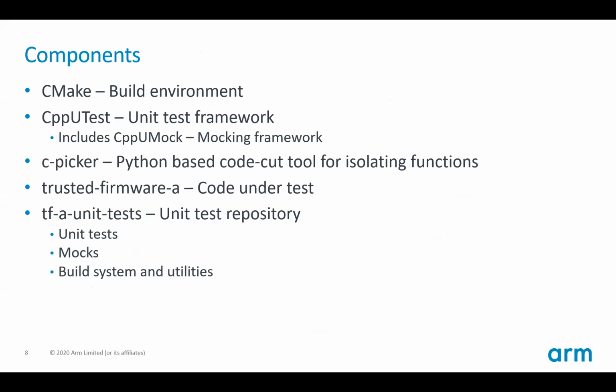So to break down the different components of the framework, we have CMake as the build environment, CppUTest as the unit test framework. This includes the mocking framework, CppUMock. There's the C-Picker tool, the Python-based code cut tool for isolating functions. The code under test is TF-A. And then the unit test repository is TF-A unit tests. This has the unit tests, the mocks, and the build system and utilities.